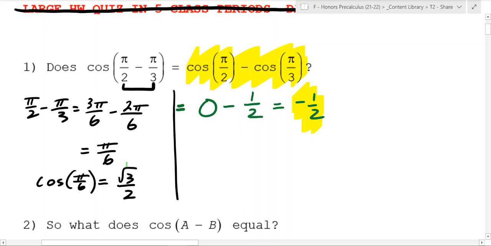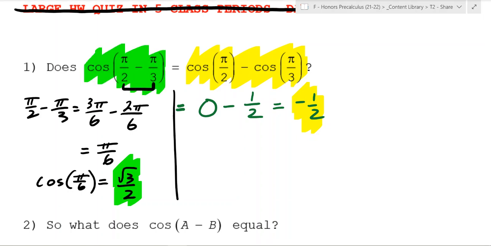These two things are not equal. The left-hand side is equal to root 3 over 2, and the right-hand side is equal to negative 1/2. So in this case, it's not true. You can't do this. The thing you think you might be able to do, you can't. So then the question becomes, what is the formula for cosine of an angle A minus an angle B?